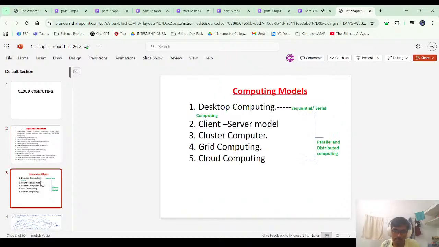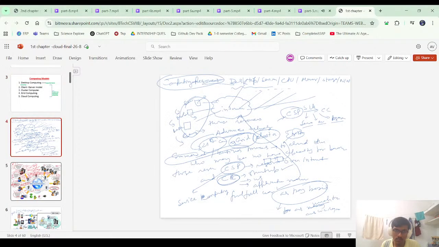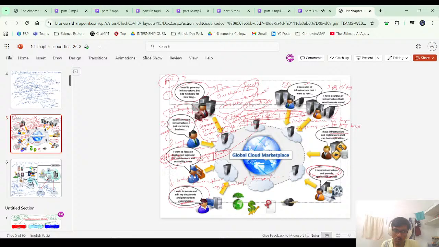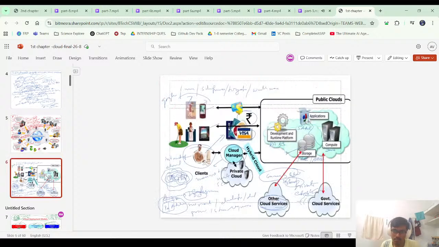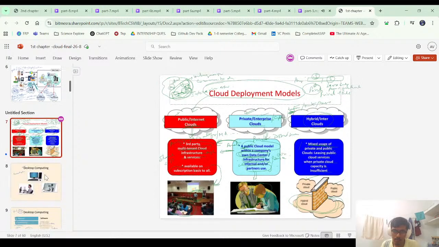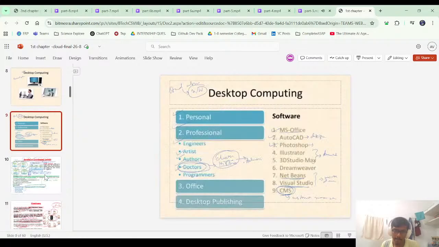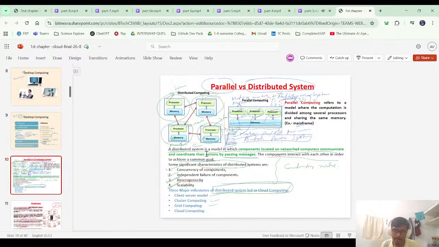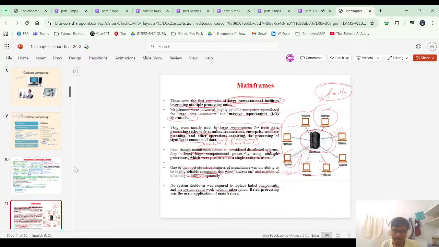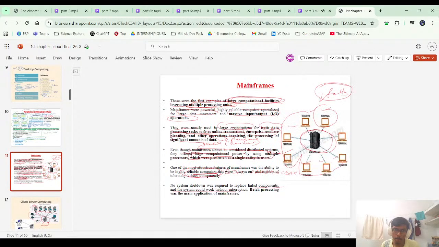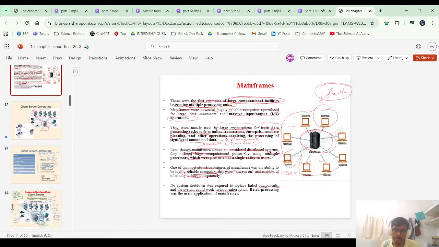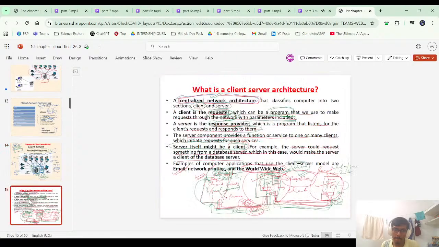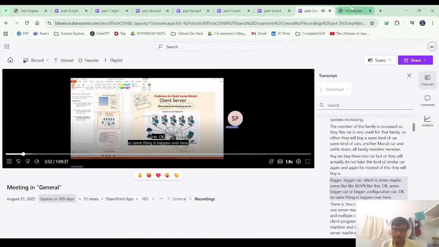So either they will buy the same kind of car, another Maruti car, and settle all family members in these two cars, or they will not buy a similar car again and again. Instead, they will buy a bigger car, maybe something like an XUV, a bigger configuration car. Okay, so the same thing happens over here.